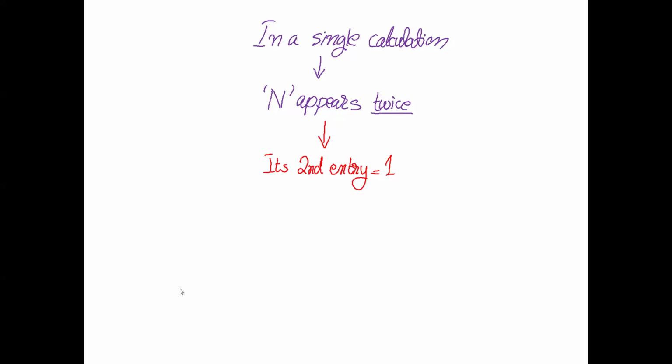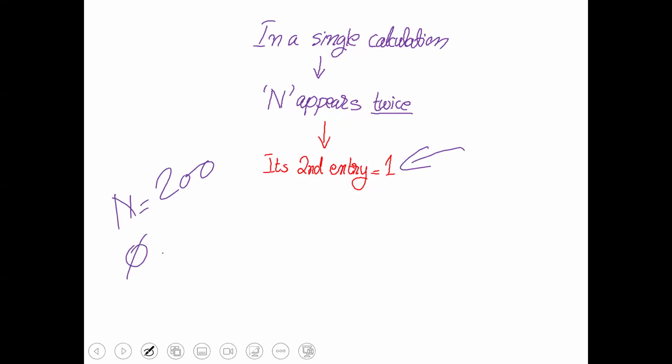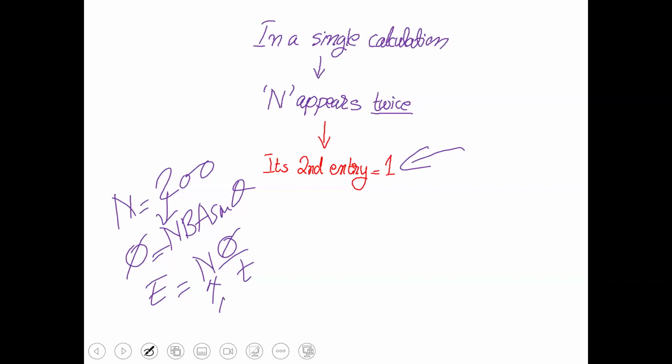So if n comes again in the same calculation for the second time, you're not supposed to put the real value of n. Suppose in a question, n is equal to 200. You first calculate the flux NBA sine theta. Now, suppose after that, n comes again in another formula, phi upon t. For the first one, you put n is equal to 200. But for the second entry, you won't put n is equal to 200. You put n is equal to 1.